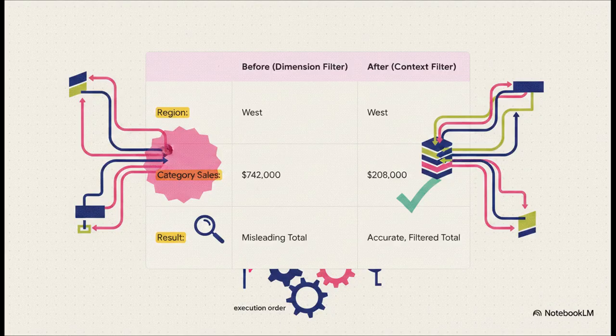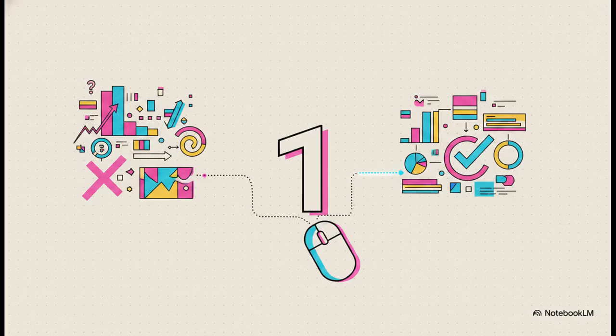Look at this. Before, when we filtered to the West region, our total category sales number showed $742,000, which was the total for the entire country. It's not technically wrong, but it's incredibly misleading for the user. But after promoting the filter to context, the number is now $208,000, the correct filtered total for only the West region. And that is the power of this whole concept. One single right-click is the difference between a dashboard that's confusing and misleading and a single source of truth that your team can actually rely on.